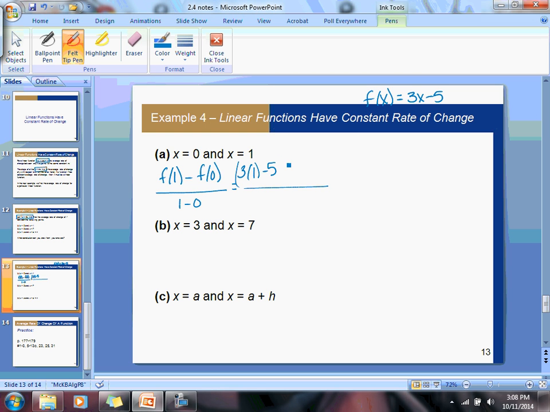I'm going to figure out what that value is, and then I'm going to subtract 3 times 0 minus 5 over 1 minus 0. Okay, so 3 times 1 is 3, minus 5 is going to be a negative 2. 3 times 0 is 0, minus 5 is a negative 5, so I have a minus and negative 5, so that's plus 5 over 1. So that gives me 3.